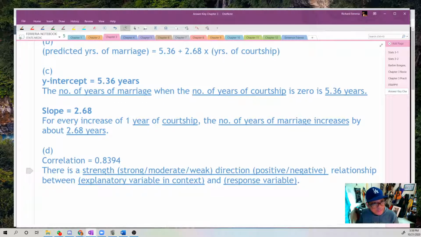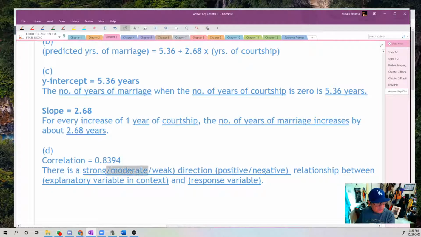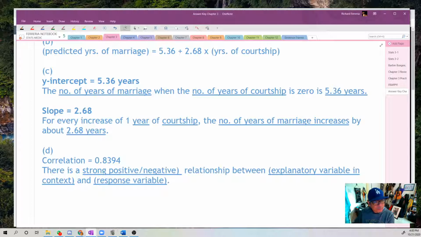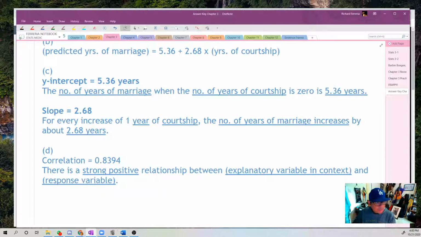Let's copy and paste that correlation interpretation from our sentence frames, and we'll go to work butchering it. So there is a 0.8, that's strong. So there is a strong, what direction is this? Positive? Well, the slope was positive, so the direction is positive as well. So there's a strong positive relationship between, and this is the years of courtship and years of marriage.